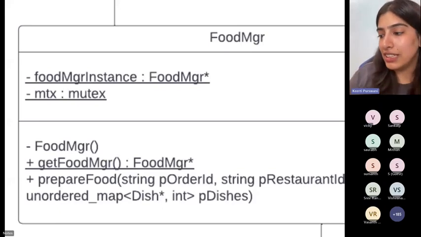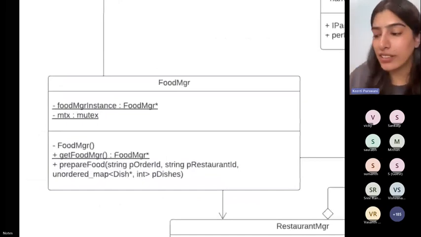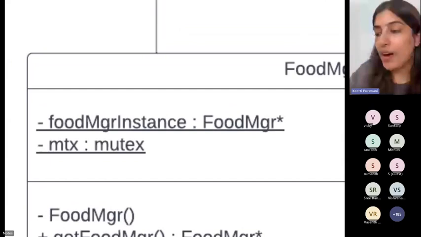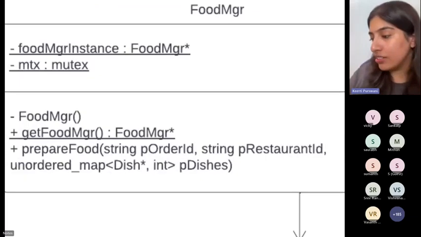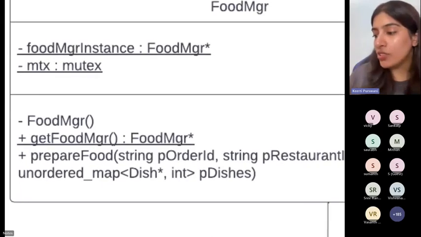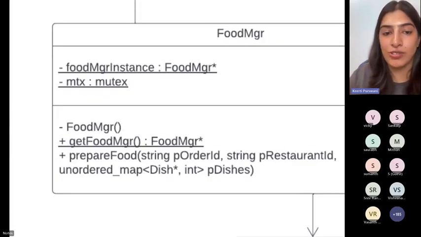So here you can see get manager. This is also a design pattern that we will see next week, probably first class itself. So this is singleton. Here you can see this underline means it is static, and minus you can see on this instance, that means it is private. And here you can see this is the constructor and this is the signature. In this get food manager, you can see that I'm returning the pointer to the food manager. So you can see the return type also.